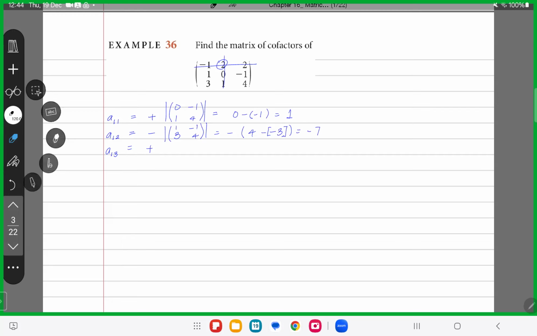The cofactor of the third element in the first row, you're going to ignore the top row and the last column, the right column, and find the determinant of whatever remains. 1 times 1 is 1, minus 0 times 3 is 0. This is 1.